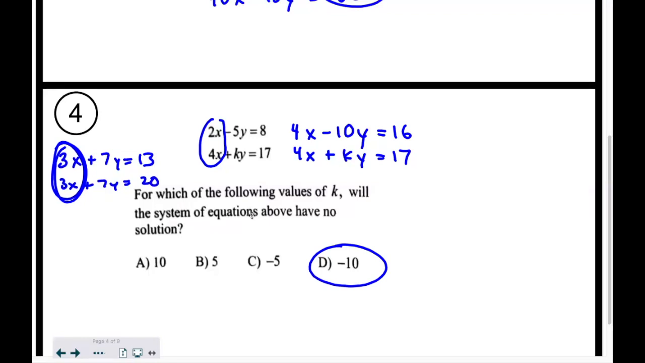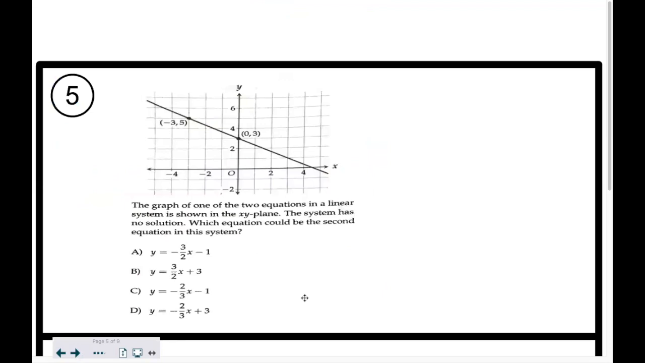Okay, so we will see a similar problem in a minute with infinite solutions. But before that, we have more of a graphing problem. The graph of one of the two equations in a system is shown here. The system has no solution. Which equation could be the second equation? This one's hard to use Desmos because I feel like you would need to find the equation of this line to be able to type it into Desmos to get it to look the same. But I feel like that's a lot of extra work.